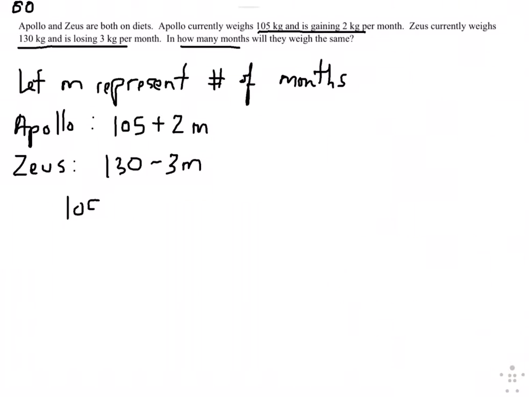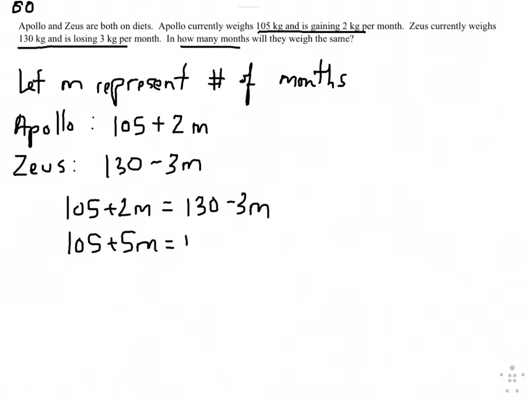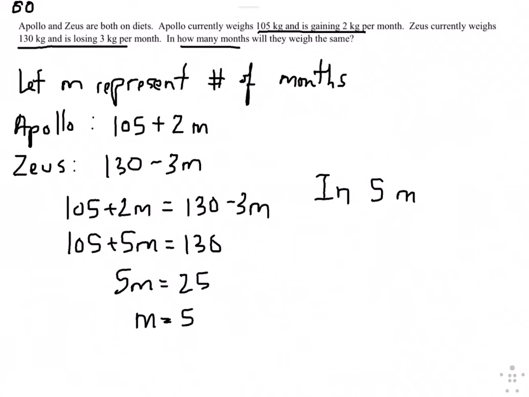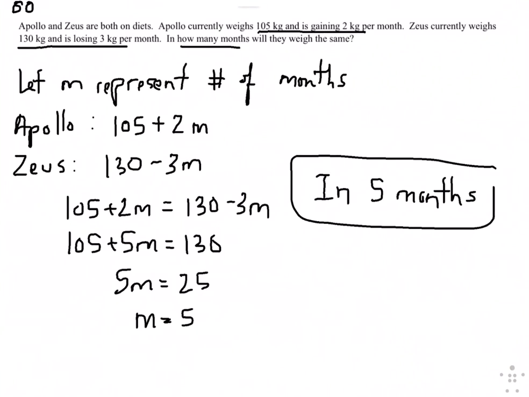So 105 plus 2m equals 130 minus 3m. Okay, so when are these equal? So I add 3m to both sides. I get 105 plus 5m equals 130. I subtract 105 and I get 5m equals 25. And I divide by 5 and I get m equals 5. So you would say in 5 months. When would they be equal? They would be equal in 5 months.